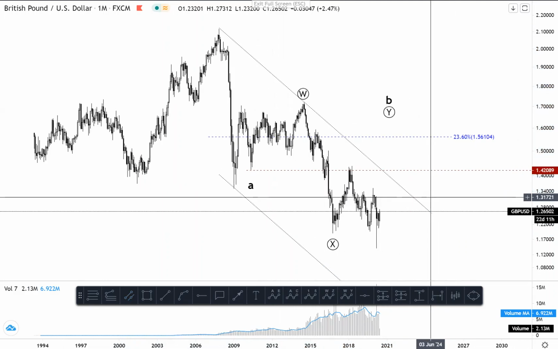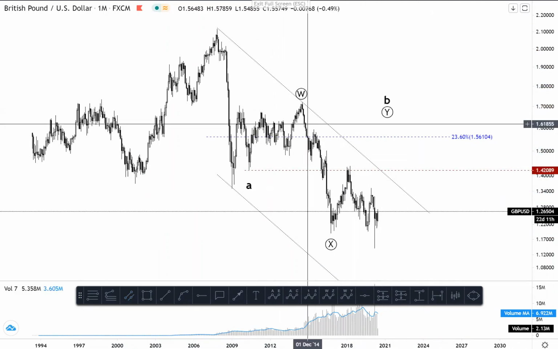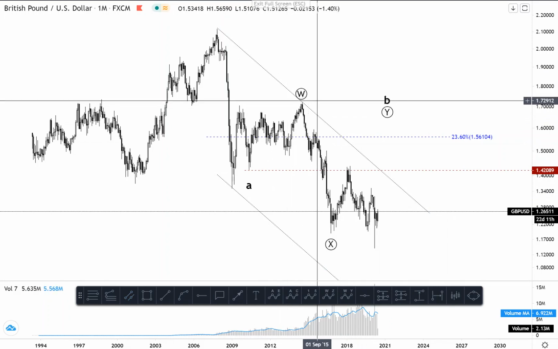So to see a break of this high would of course change the structure, but there's multiple structures we would also need to break in order to consider a nice bullish move to the upside, which would of course significantly mean that the dollar would sell off instead, and this would invalidate our EUR/USD analysis. So under the wave principle, there is a lot more flexibility here.